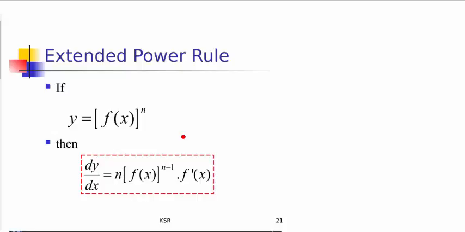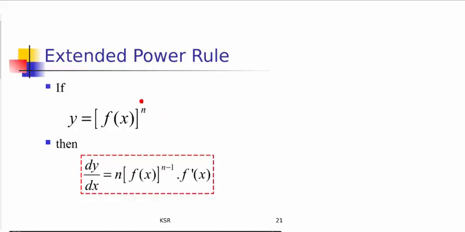So we're looking at extended power rule, implicit differentiation and logarithmic differentiation, right? So let us begin with the extended power rule. In extended power rule, it is more of where we apply the chain rule, and when we have a function with a power, right? So for y equals f(x) to the power n, right?